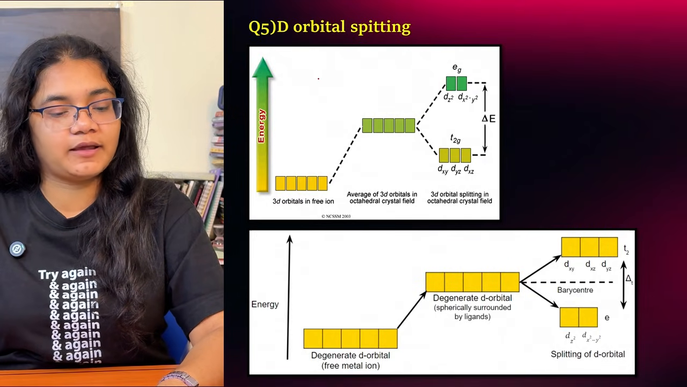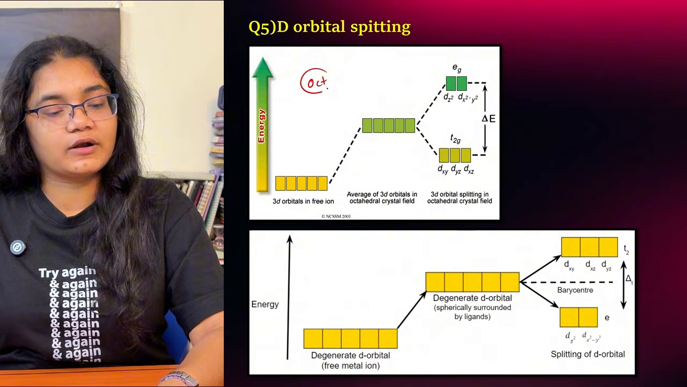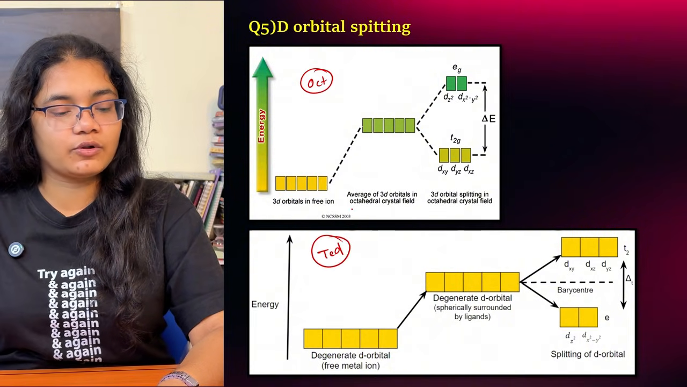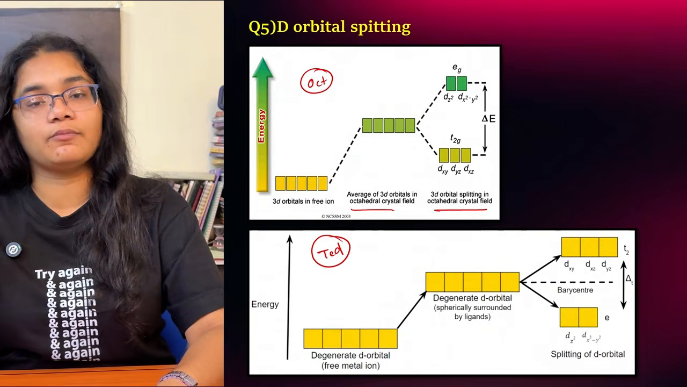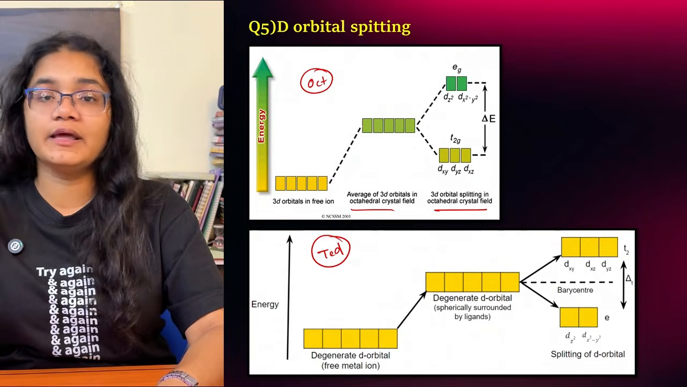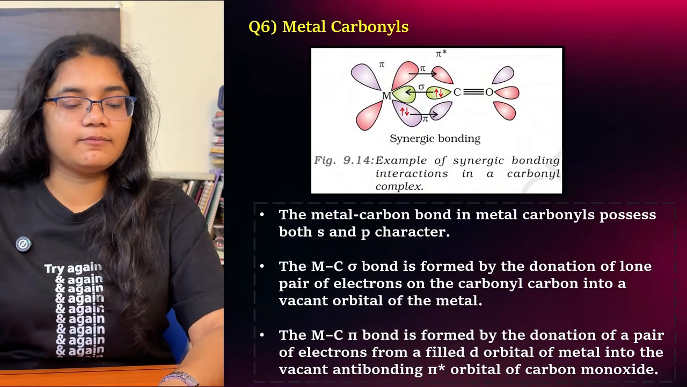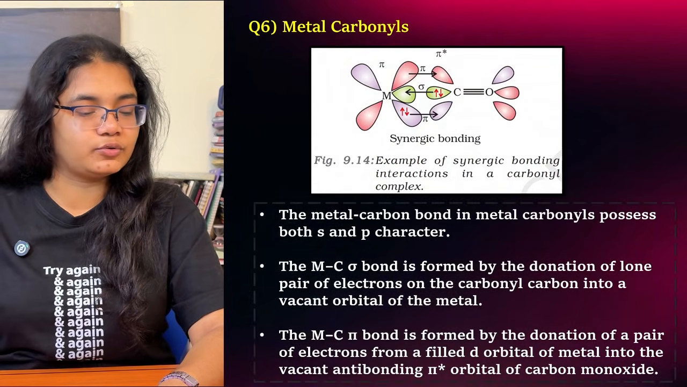Now moving to the next one, d orbital splitting. You should prepare for the octahedral field as well as the tetrahedral field. Now please remember what is written at the bottom. This is also important. In the diagram you need to do proper labeling and then write. Next is metal carbonyls, again an important question, so you should know this diagram.